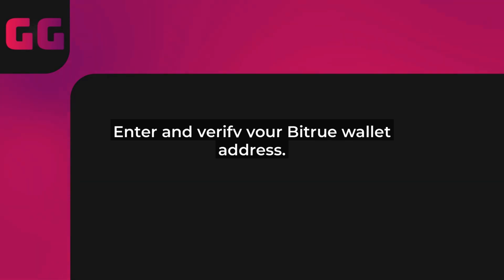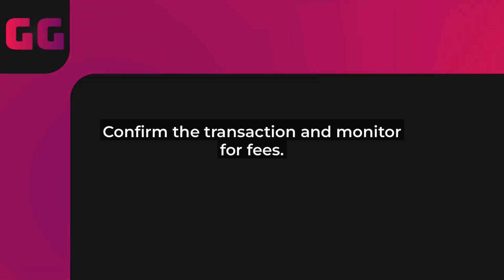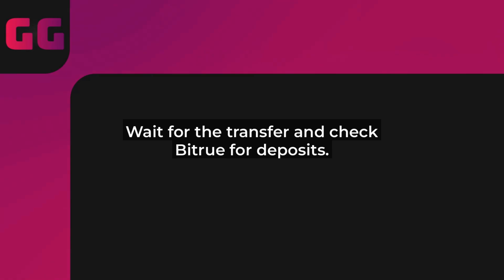You'll probably need to authenticate with your PIN or biometrics for security. Once submitted, sit tight. The transfer could take anywhere from a few minutes to an hour, depending on network congestion. While you wait, jump over to your Bitrue app or website and check your wallet for the incoming deposit. If everything goes smoothly, your Modic should appear soon. Pro tip: always use the Polygon network for Modic transfers to keep fees low and speeds high.